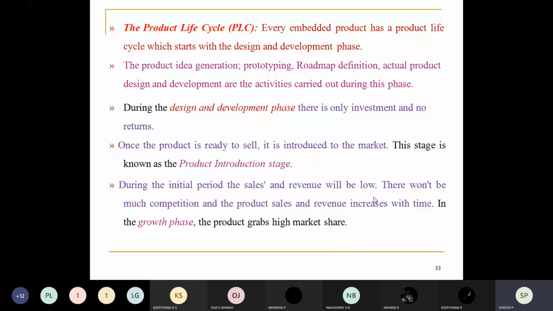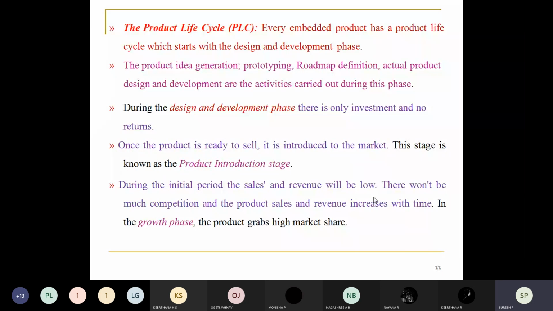we are going to discuss the product life cycle. So how the product will be developed and what are the different stages of the product life cycle you are going to have. So how that particular product is being developed from scratch. It's similar to your software development life cycle.